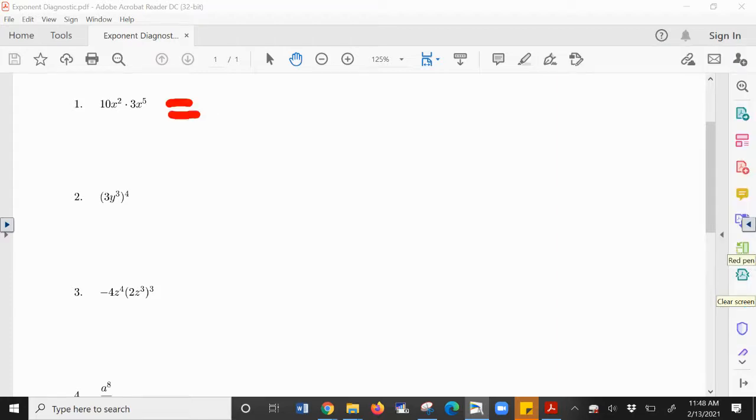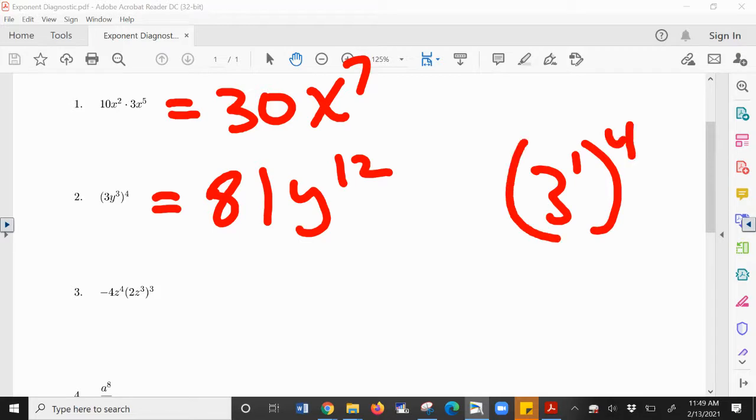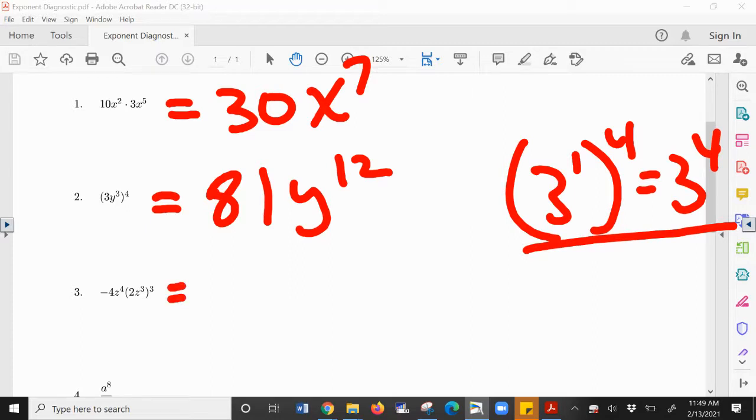So the problems that I have here, 3 times 10, they're not exponents, so that's just 30, x to the seventh. This one here, 3y to the third times 3y to the third times 3y to the third times 3y to the third. In other words, 3 is being taken to the fourth power. 3 to the fourth is 81. Y to the third to the fourth is y to the 12th. Now, you might have said to yourself, if I have 3 to the first to the fourth, I can write that as 3 to the fourth, which is true. That's what 81 is.